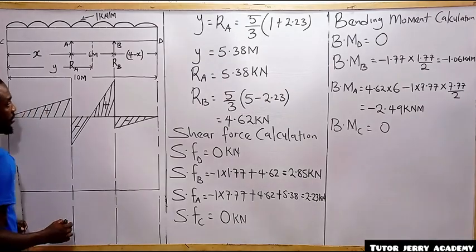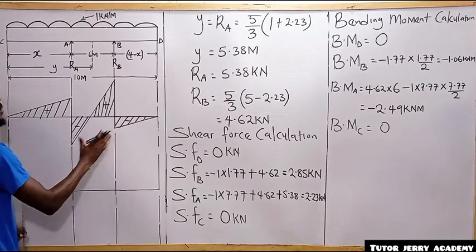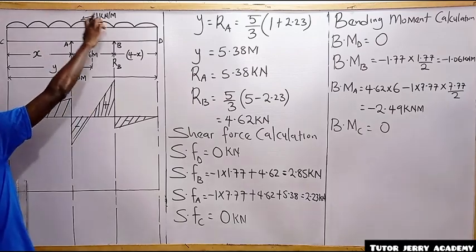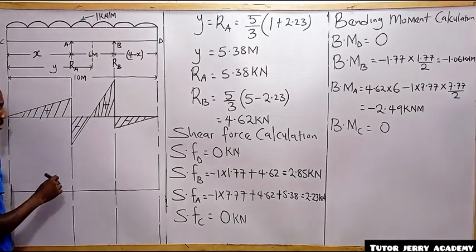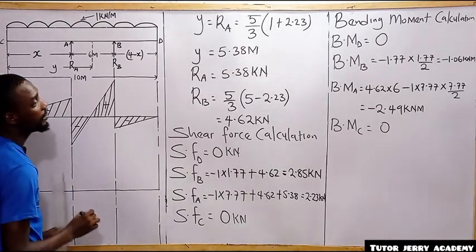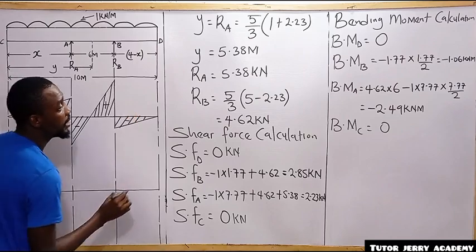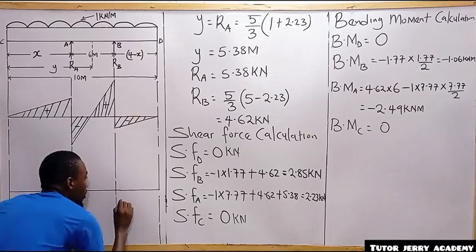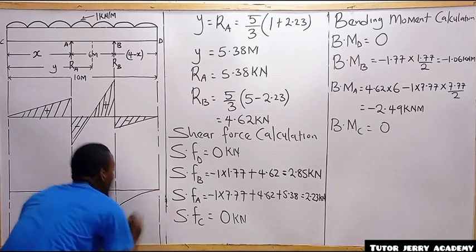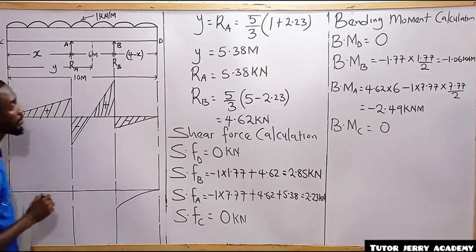I hope you know why we are using an inclined line here, not this line. We are using it because we have a uniformly distributed load. So again, we are going to be using a curve here. Now we have negative 1, so here it's going to look like this.